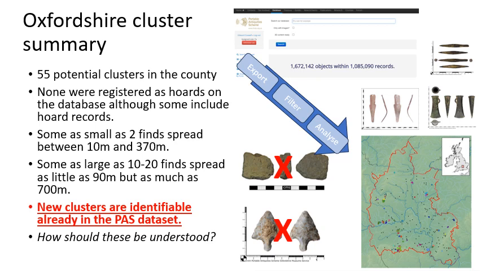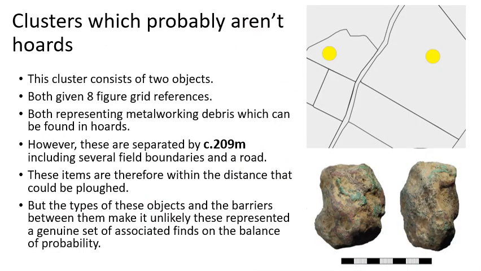But the crucial question about all these 55 clusters is, what should we describe them as? In 2 cases, I think we say that these aren't clusters at all. So for example, here we had 2 objects described as casting waste or bun ingots, which are divided by some field boundaries and a road.